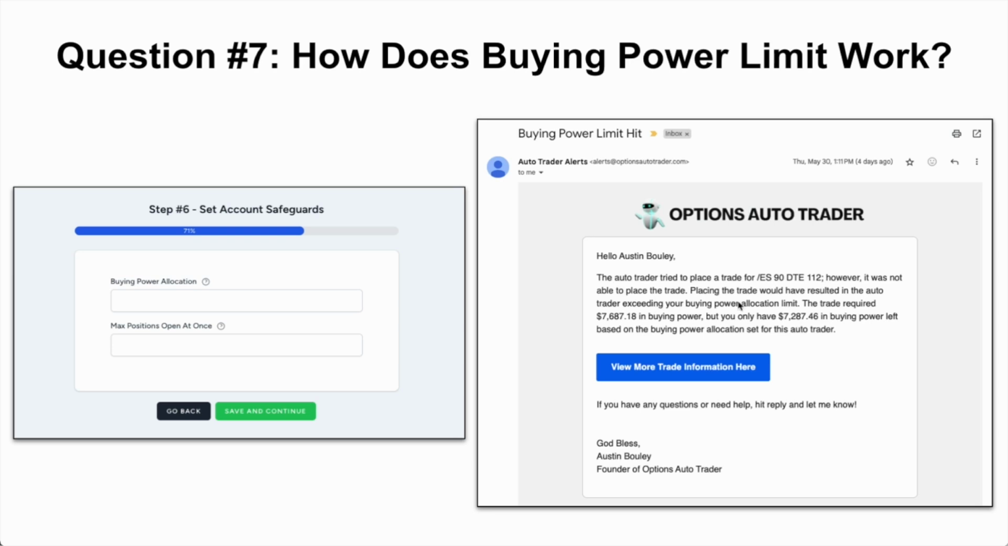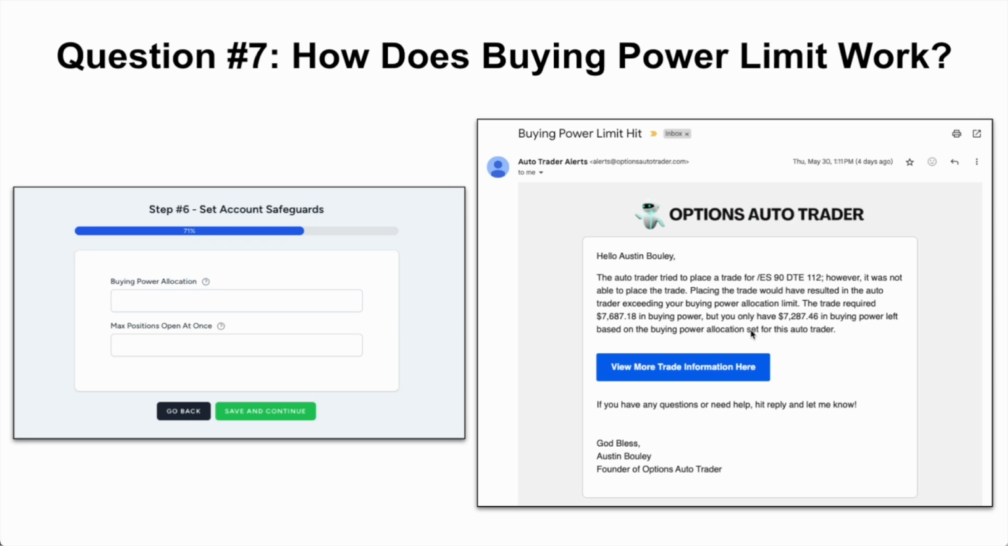Here's an email that said, hey, your 1-1-2 auto trader met all the requirements, but placing the trade would have resulted in the auto trader exceeding your buying power limit, so the trade was not placed.